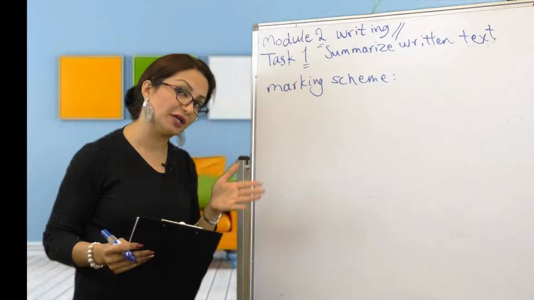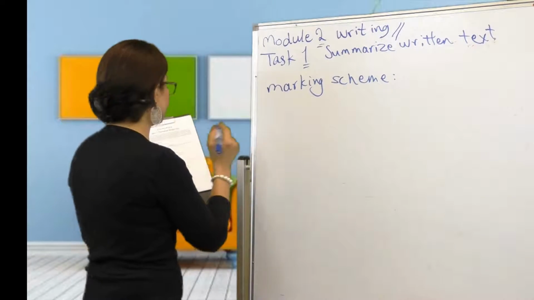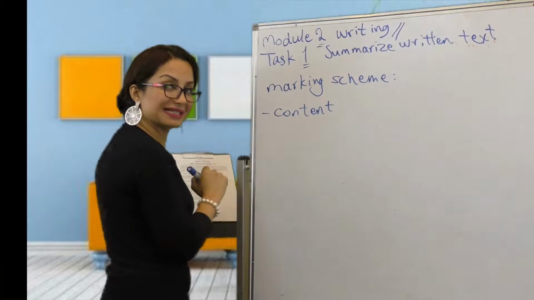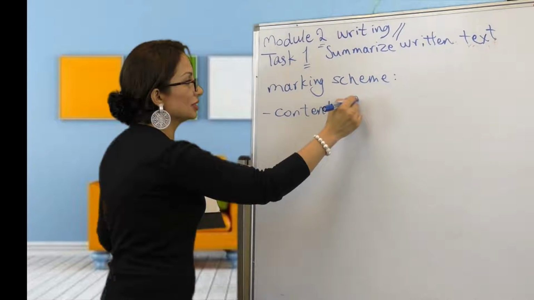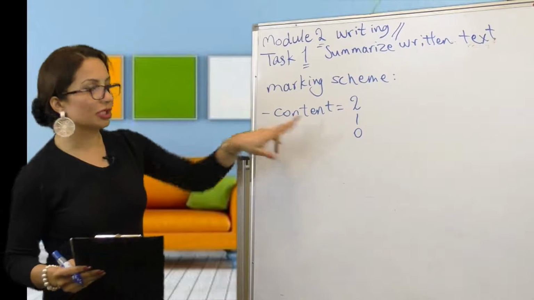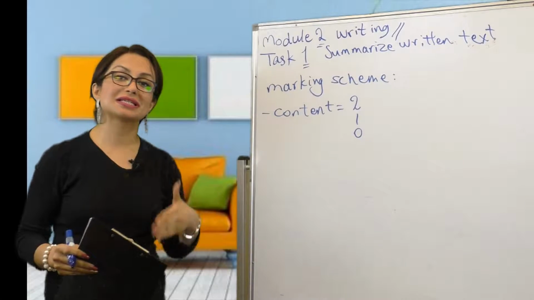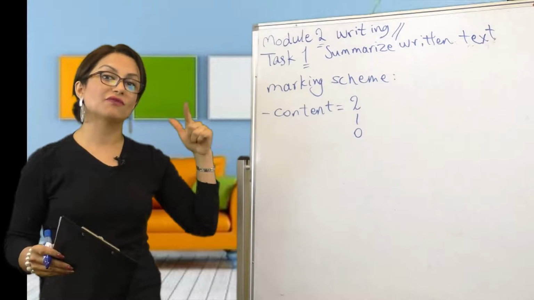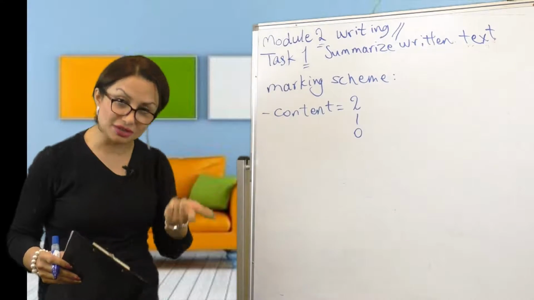in 4 different areas. The first area is content. In the content section, the maximum score is 2, then 1, then 0. So what do we mean by content? Content means the key points mentioned in the text. Were you able to reflect the key points mentioned in the text in your summary?